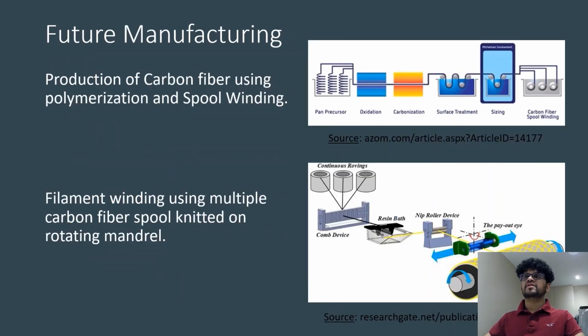The future manufacturing of composite materials involves two primary steps: production of carbon fiber using polymerization and spool winding. Multiple carbon fiber spools are used in step 2, which involves filament winding to produce the shaft.